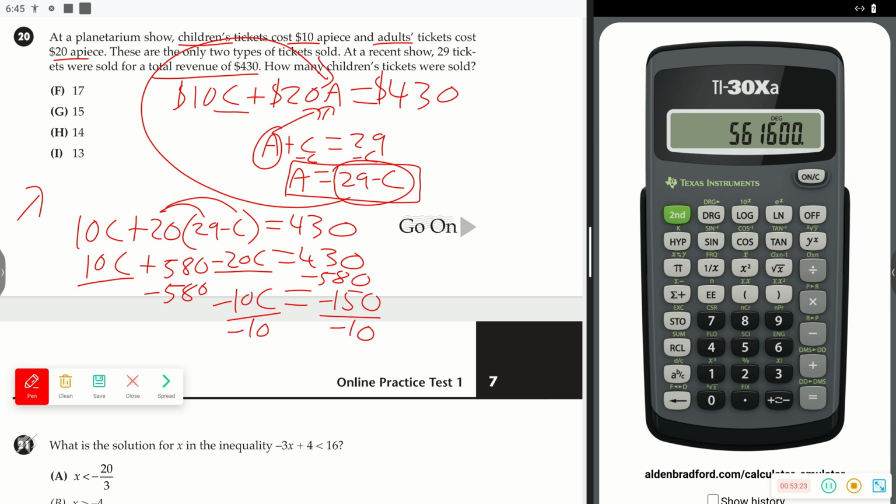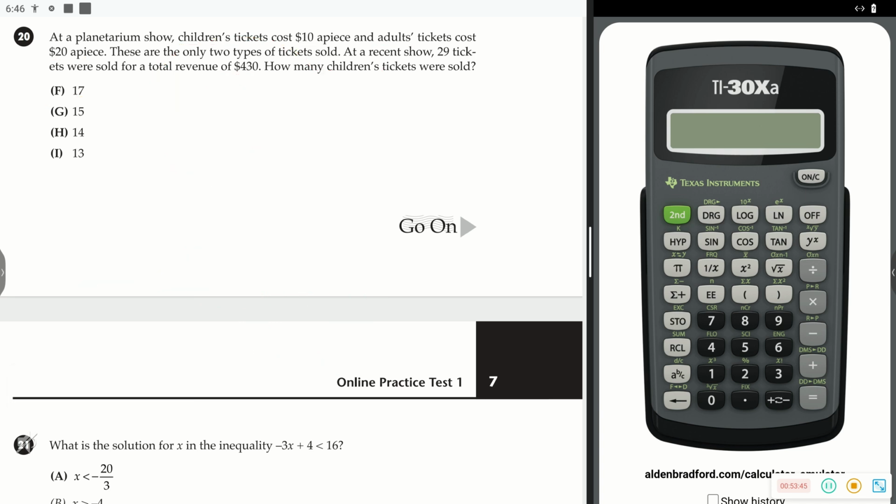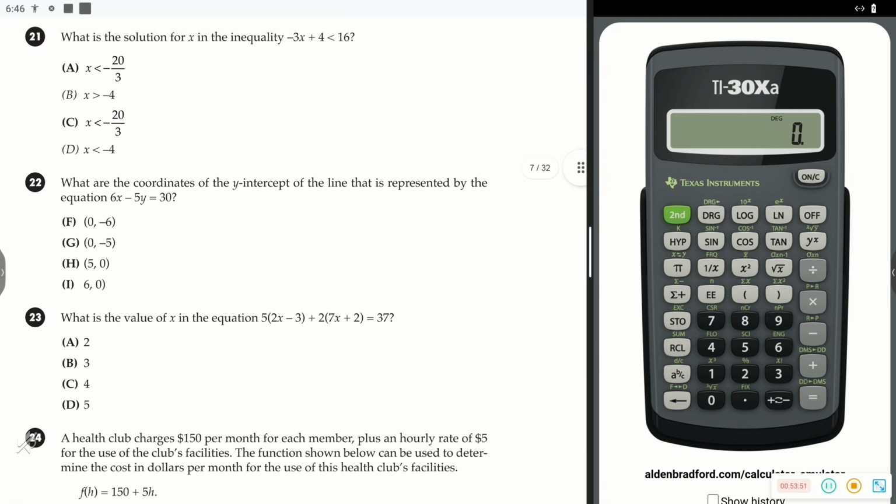So negative 10 divided by negative 10 is a positive 1. So we're left with C equals negative 150 divided by negative 10, which is positive 15. So the answer was C equals 15, and that was answer G. All right, here we go. Going on to number 21.